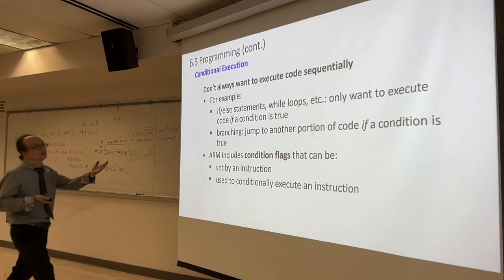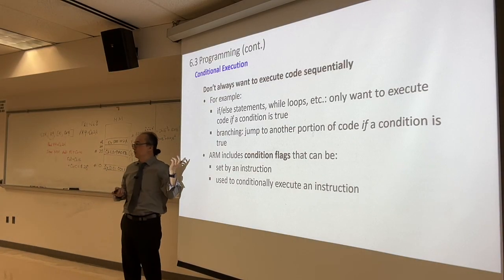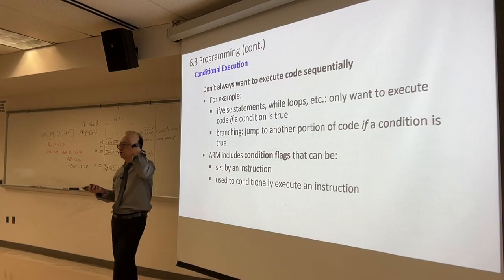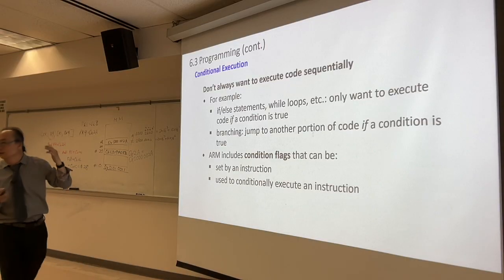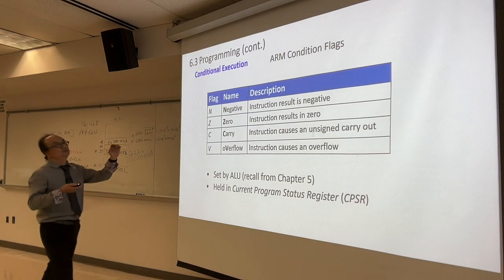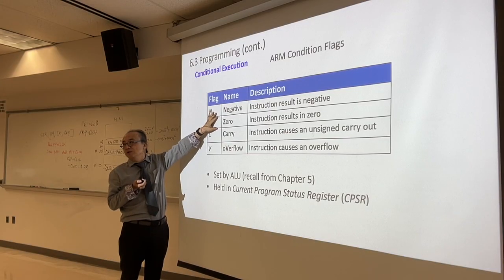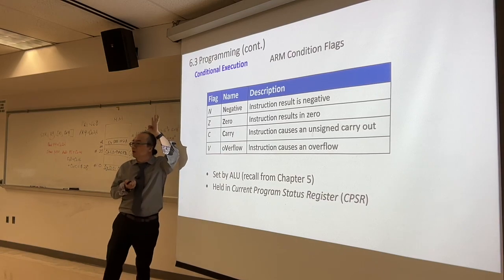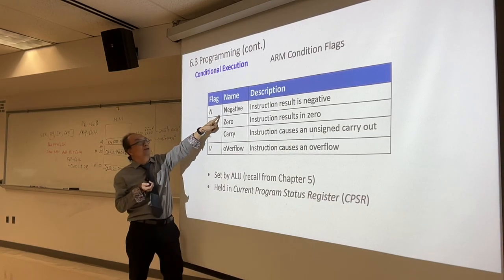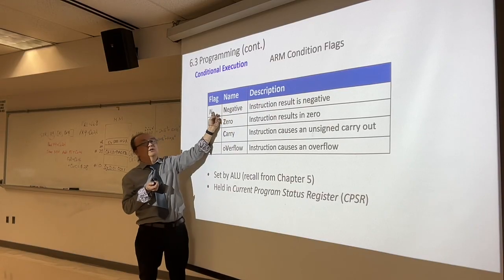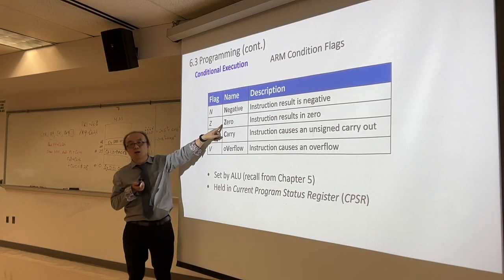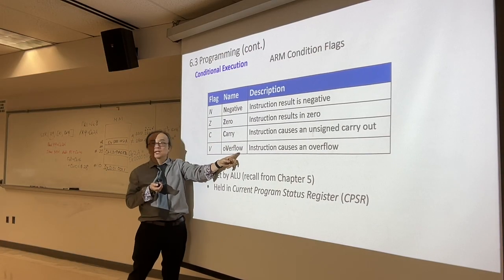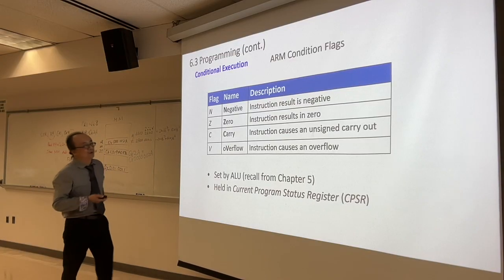Conditional execution: we're going to have some conditions. For example, with an if-then statement, we are not going to execute every single instruction. Sometimes we need to skip. What's the condition for the flags? We talked about this when we talked about the ALU. NZCV are the 4 bits for the conditions. N is negative: if the result is negative, N equals 1. If the result is 0, then Z equals 1. When there's a carry, we put C equals 1. If there's an overflow, we set V equals 1.